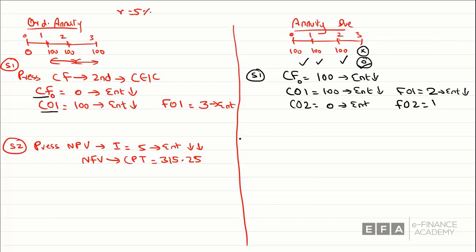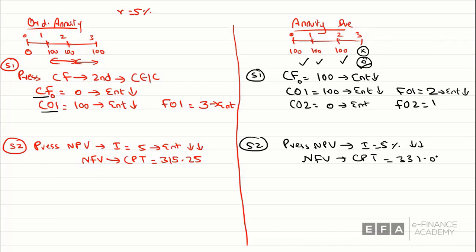And then you will do step 2, you press NPV, you enter interest rate as 5%, and then you go down twice after pressing enter. When you compute, you should get 331.01. Notice, we don't have to care about changing the mode from beginning to ending because we're already making the adjustment in terms of cash flows.